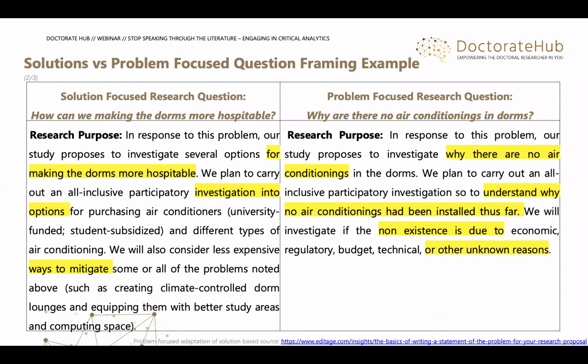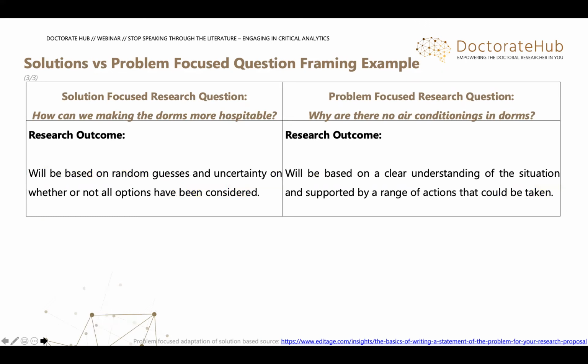Now, on the right side, the research develops as follows. In response to this problem, our study proposes to investigate why there are no air conditionings in the dorms. We plan to carry out an all-inclusive participatory investigation so as to understand why no air conditioning has been installed thus far. Apologies. We will investigate if the non-existence is due to economic, regulatory, budget, technical, or other unknown reasons. So it's an open-ended research that looks in all possible avenues, including other unknown reasons. So clearly, the research will develop very differently.